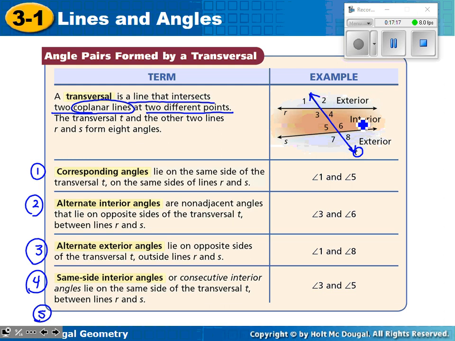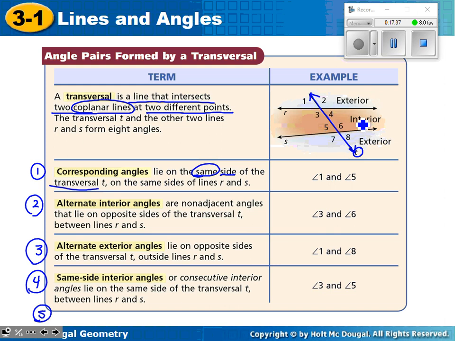Has anybody seen these before? Okay, so yes, but maybe you don't really remember and it's going to need a refresher. So the first one is corresponding. When I think of corresponding, I think of the same position. They have to be in the same position. So corresponding angles are going to lie on the same side of the transversal.